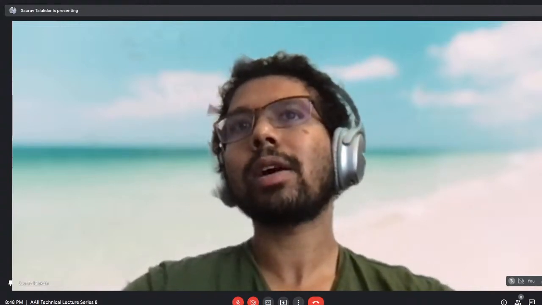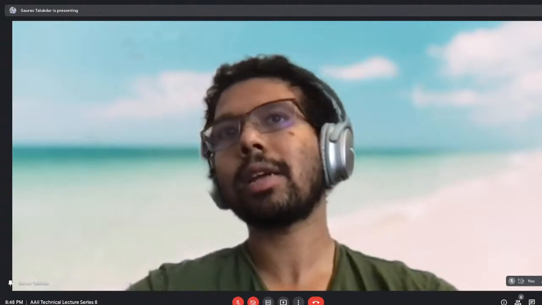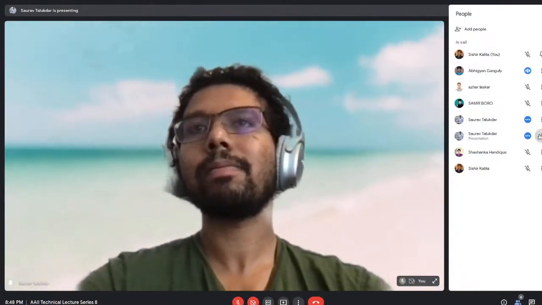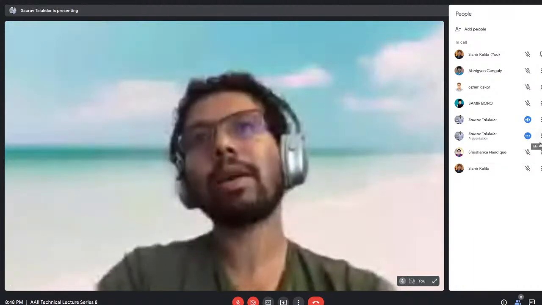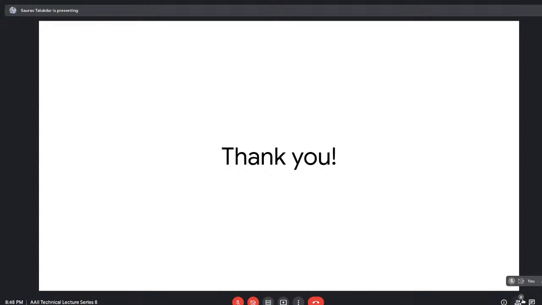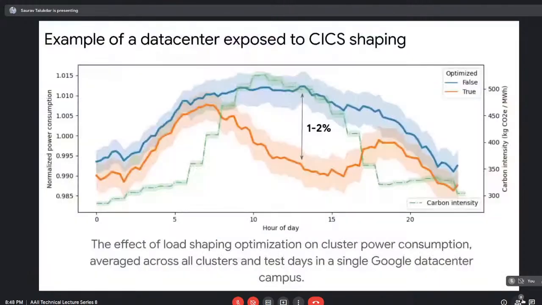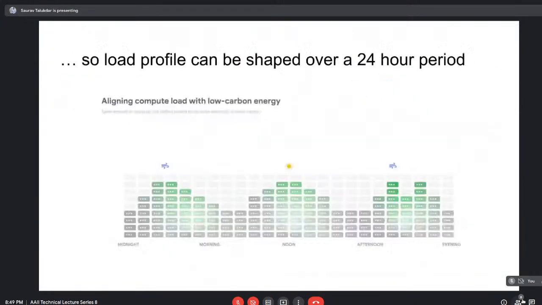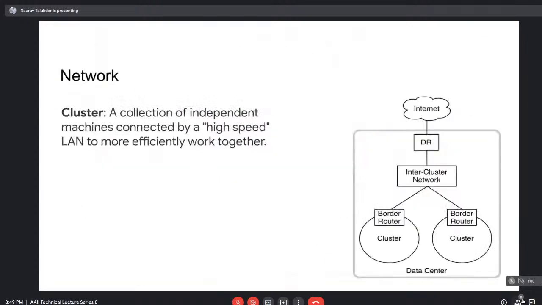Are they able to see my screen, or should I just answer verbally? Okay, awesome, then maybe I'll go back to the slide based on the question. I think the question is related to this particular slide. As the question said, it's only through the border router that the clusters get connected. That is correct, and I can confirm that.